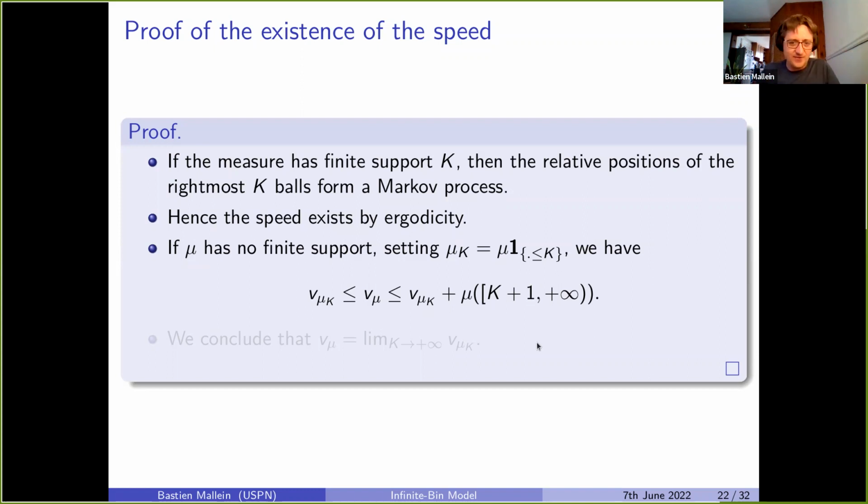So it's clear that this speed v mu does exist as the limit as k goes to infinity of this v mu_k. Incidentally, that's how we got the upper and lower bounds of our infinite bin model, which allowed us to get the Taylor expansion through the analysis of the invariant measure of some well-defined Markov chain.